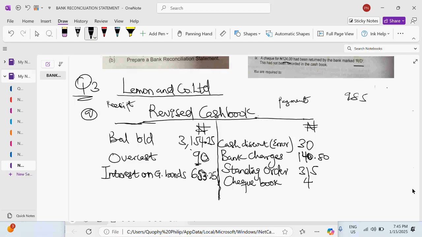So the dishonored check was returned by the bank. Which side of the revised cash book will it go and why? So with this statement, where would it go and why? Anyone to assist? Hello, anyone to assist us?